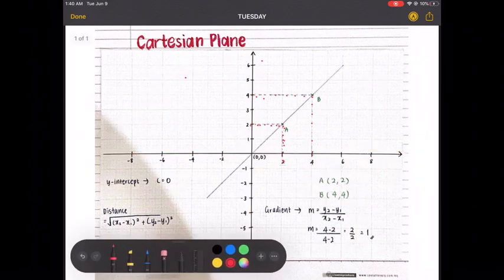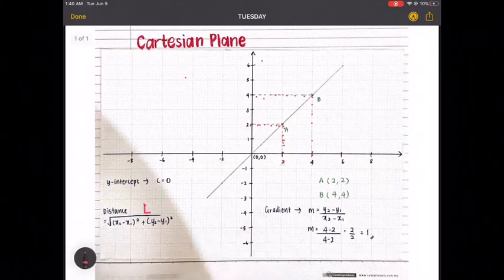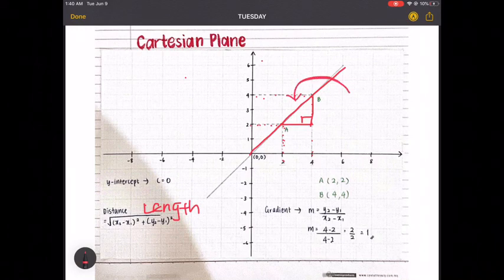Distance, also called length, refers to the length of the line, obviously. So how do you get this? If you see this line, I'm just going to join A and B. You have a right angle triangle. Remember, the length of the hypotenuse of the right angle triangle can be found using c squared equals a squared plus b squared. So you can use the same formula here to find the length.